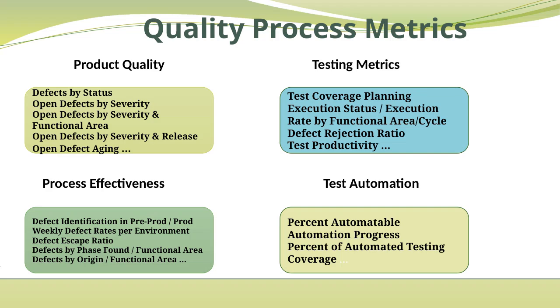Weekly defect rates by environment and the defect escape ratio help us understand how many issues slip through to later stages. Analyzing defects by the phase they were found or their origin by functional area gives us a clearer picture of where improvements are needed in development or testing. We also look at the percent of tests that are automatable and track automation progress and coverage, since automation plays a big role in speeding up testing and reducing human error.